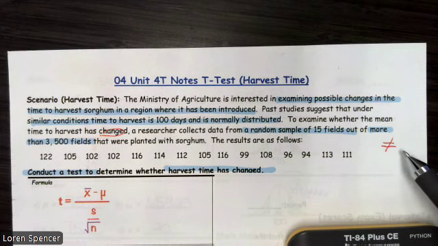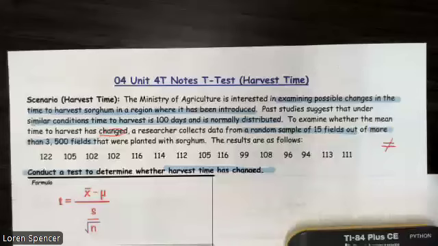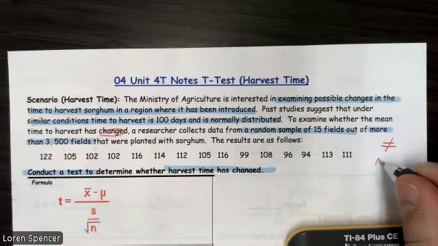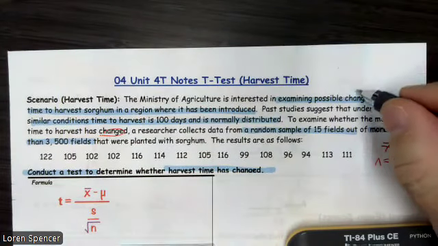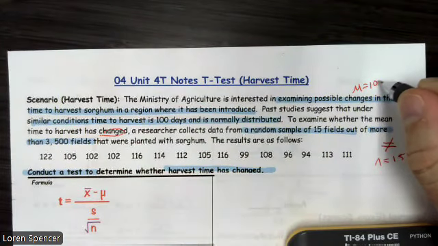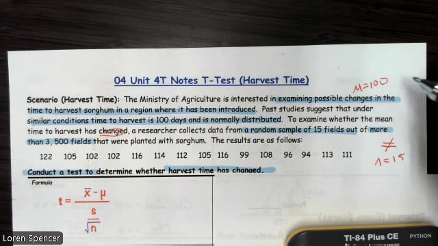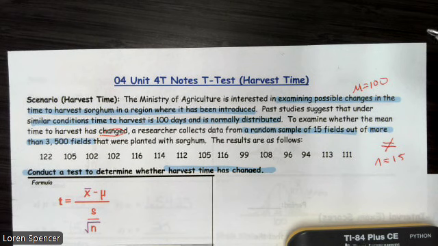So the researcher collected a random sample from 15 fields, so we know our sample size is 15. And we know that previously it was 100, so we're going to assume that's their claim, 100 days. And there's more than 3,500 fields, so we have a large population, so the sample size is less than 10%. The results are as follows.